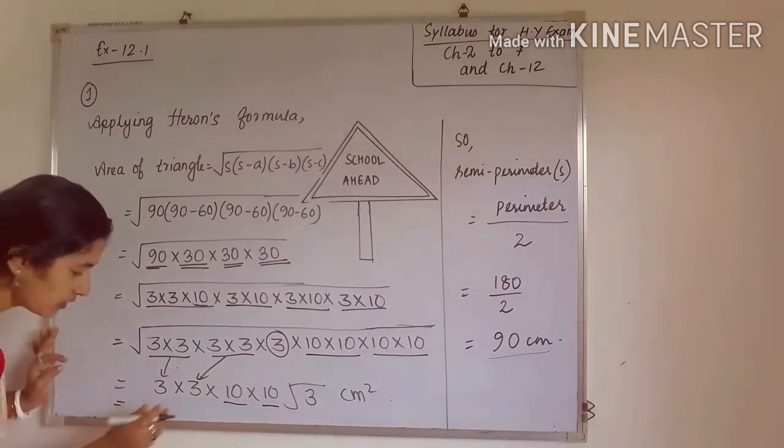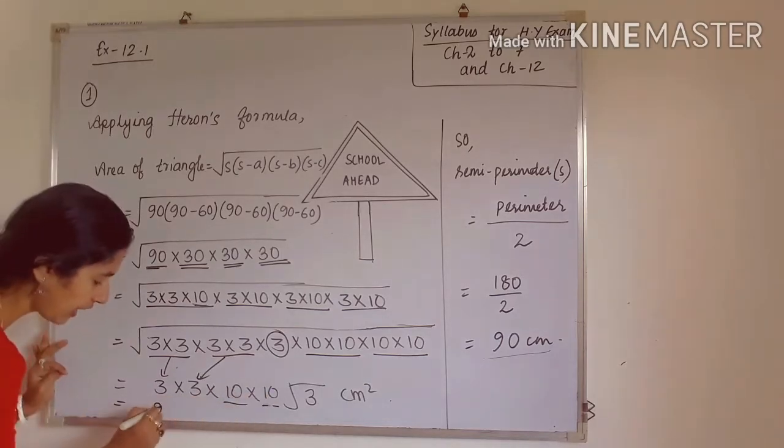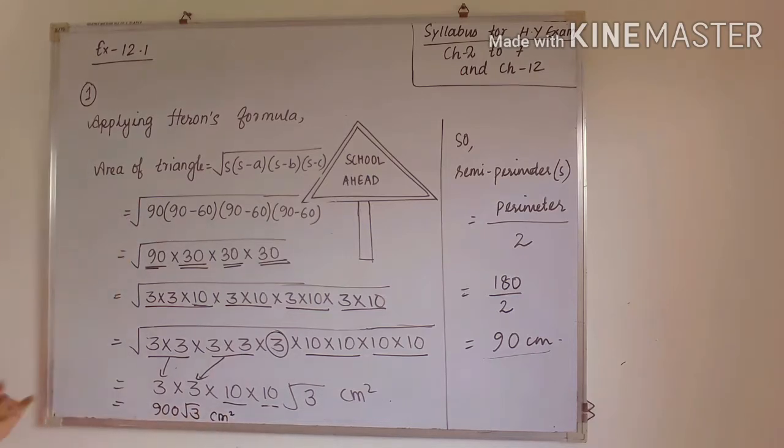Next, 3 threes will be 9 and 10 tens is 100. So 9 into 100 will be 900. So the answer will be 900 root 3 centimeter square.